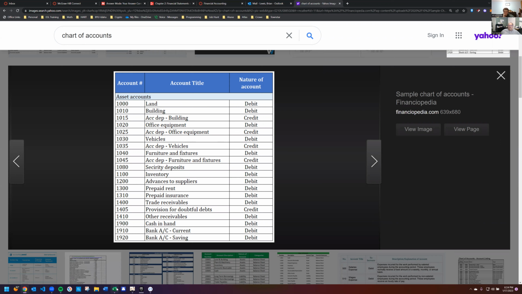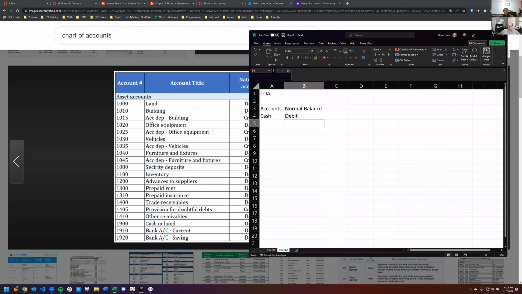But I remember what my other acronym is. It's CLR. CLR stands for calcium, lime, and rust. It's a product that you use to remove those things. But the CLR are your common stocks, liabilities, and your revenues. And those all have normal credit balances. There you go. It's just something that works for me.